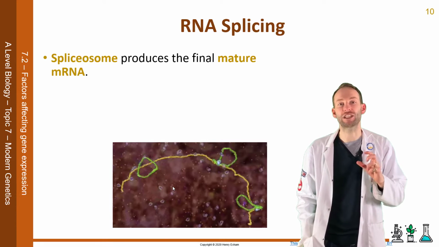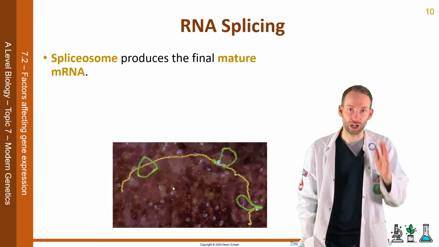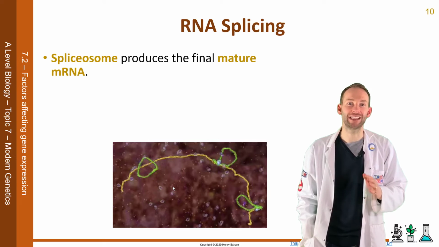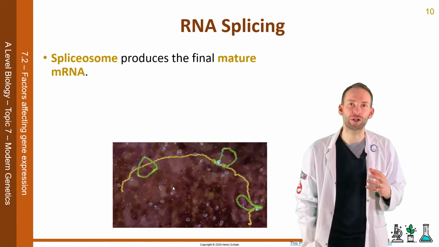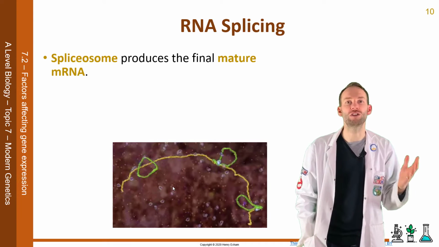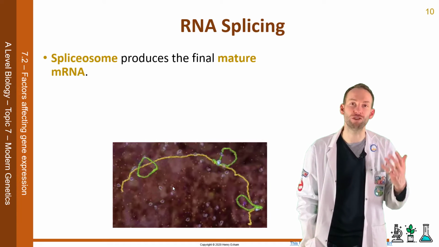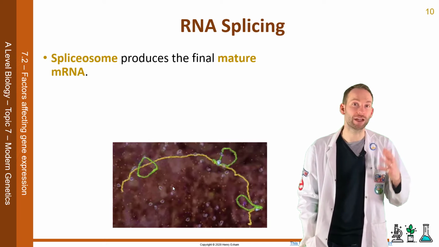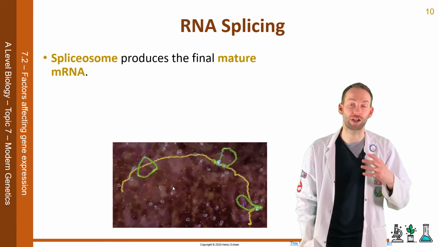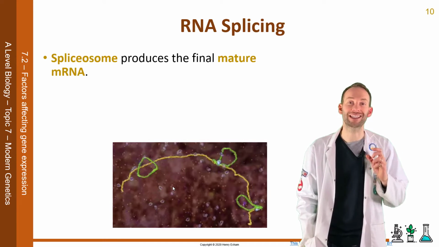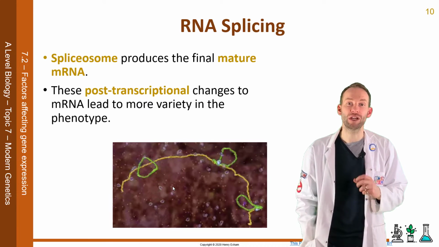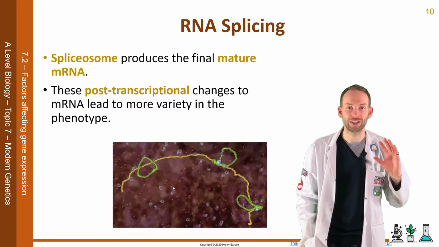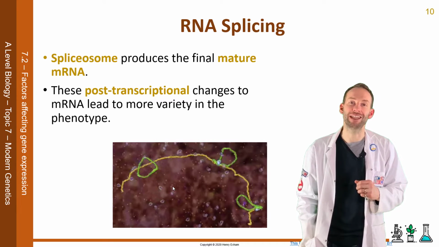And this means that actually from one DNA code and one messenger RNA strand, you can end up producing a range of different proteins. So that old idea of one gene coding for one protein isn't really true. One gene may end up coding for lots of different protein products depending on how you splice the RNA. Okay? Now these post-transcriptional changes to messenger RNA lead to more variety in the phenotype.